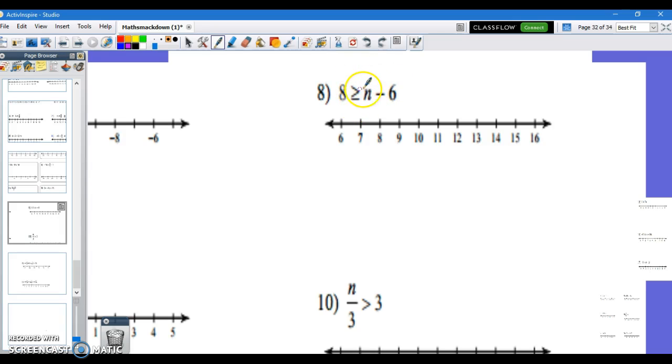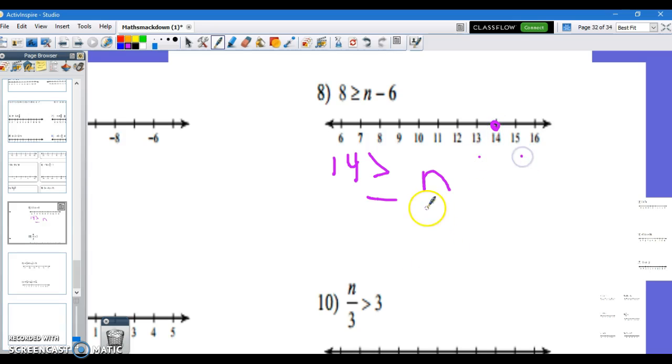All right, so with the number 8 here, I'm still just getting rid of this 6. So let me go ahead and do that. I'm going to add 6 to both sides. And what I have is 14 greater than or equal to n. Okay? So I'm going to go ahead and circle my 14. It's going to be closed in.